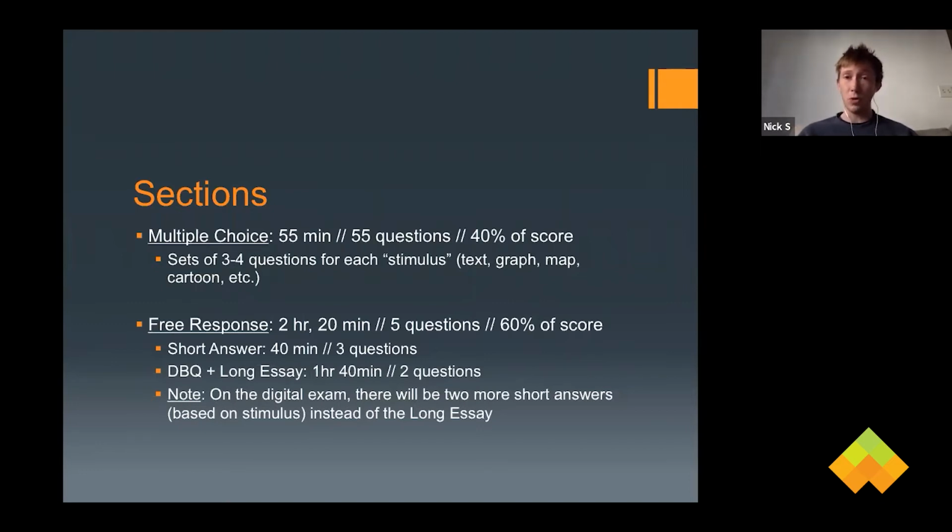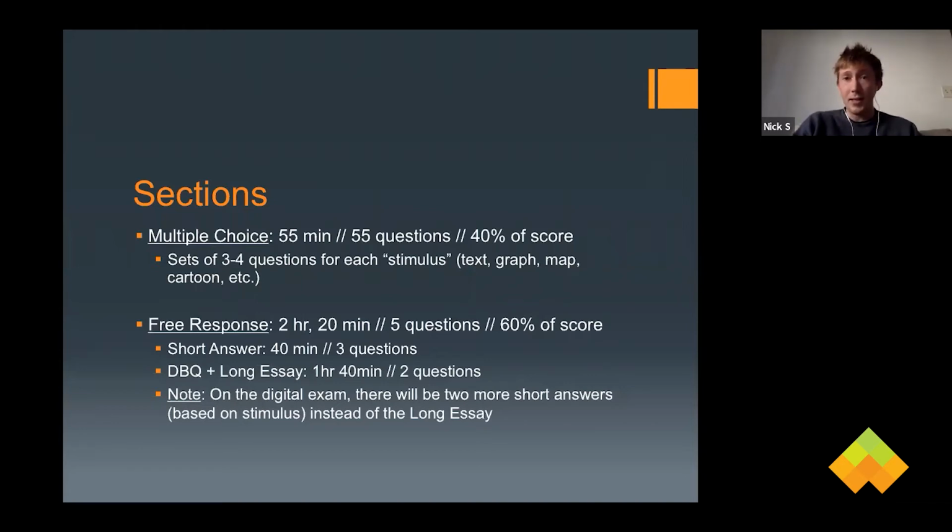Important note though: the long essay, the LEQ, where typically there's a group of questions offered and you get 3 different choices to choose from, will be replaced on the digital version of the exam with 2 more short answer questions, both based on stimulus. If you're on the College Board website, they break out exactly what types of stimulus you can expect for those two.